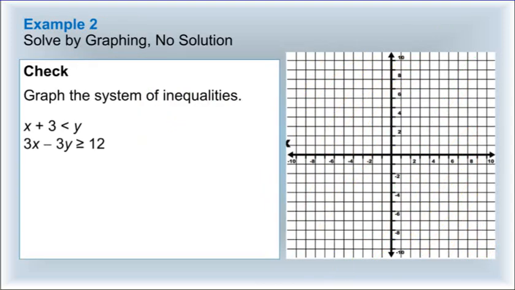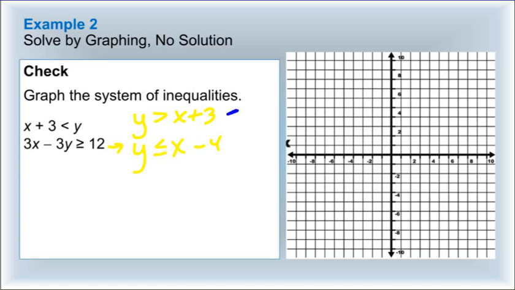Next, graph this one. So here I have y is greater than x plus 3, and this one, the y, I need to subtract 3x and then divide by -3, which I need to flip the symbol, which would be less than or equal to just 1x, and then 12 divided by -3 would be a -4. So again, these are going to be parallel lines.